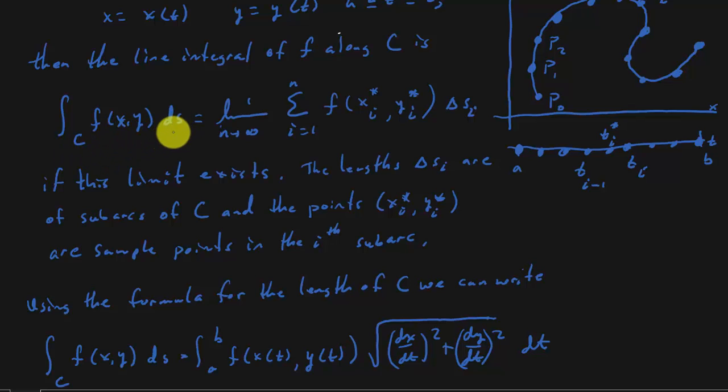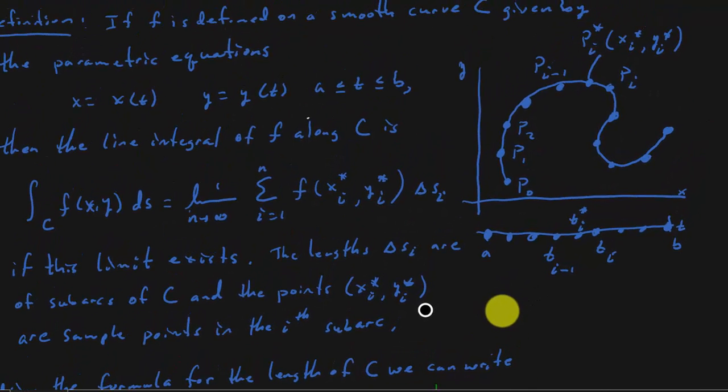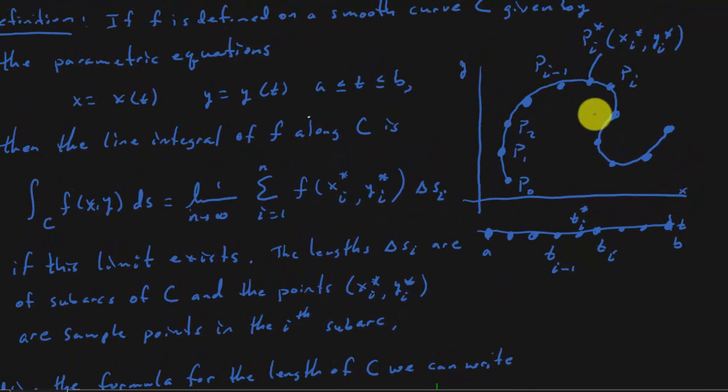The integral of f of x, y, ds, which is equal to the limit as n goes to infinity, sum i equals 1 to n, of f of x star sub i, y star sub i, times delta s sub i, if this limit exists. The lengths delta s i are of subarcs of C, and these points are sample points in the ith subarc.